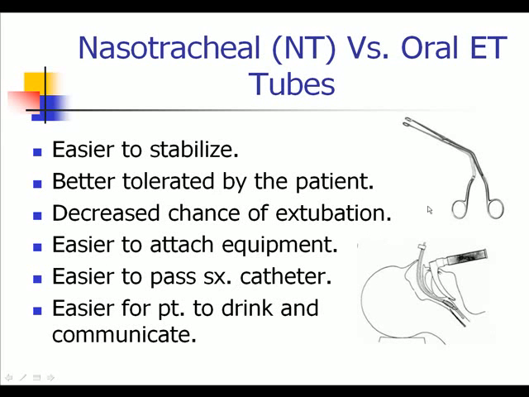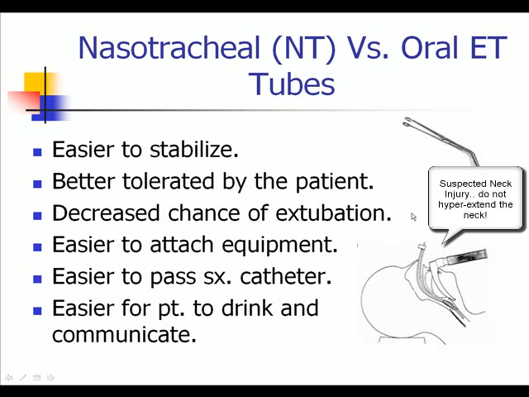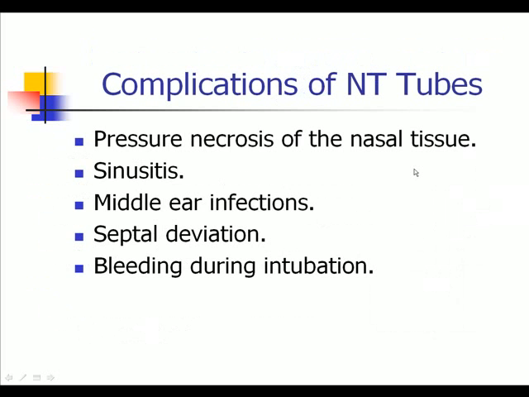However, and you can see that some forceps, McGill forceps, sometimes are used to help assist with proper placement of the nasotracheal tube, and sometimes a fiber optic bronchoscope is used, especially in the situation of a suspected neck injury where you would not be able to hyperextend the neck. That may be an appropriate situation where you have to do what we refer to as an NT intubation.